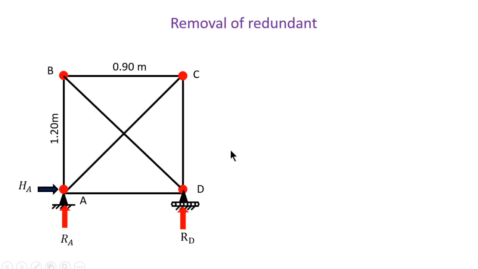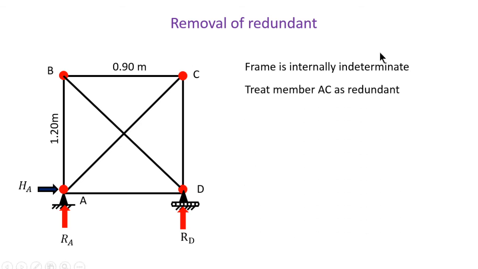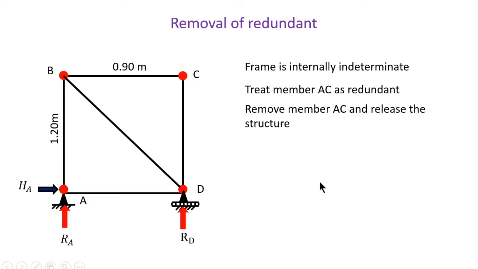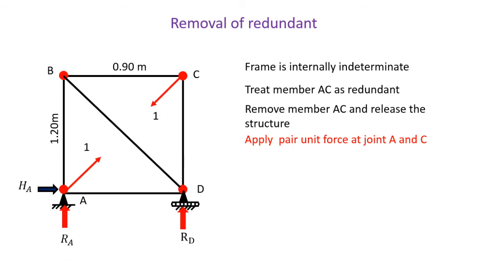Now the step is removal of the redundant. Here the frame is internally indeterminate, so we have to remove one member from the frame. So treat the AC member as a redundant, remove the member AC and release the structure. So we are removing the member from this structure and applying a pair of forces in place of the redundant.